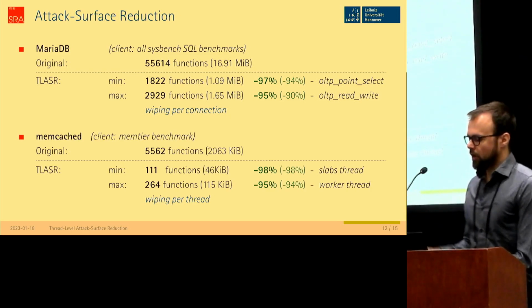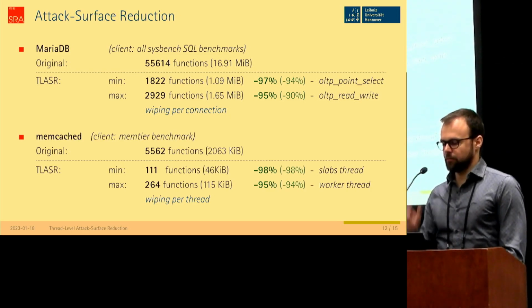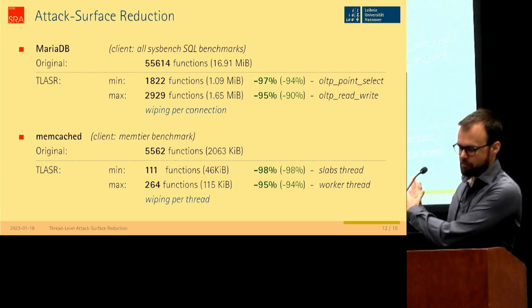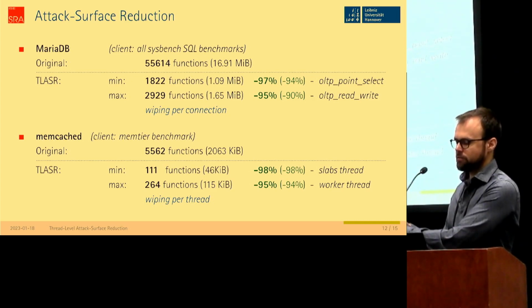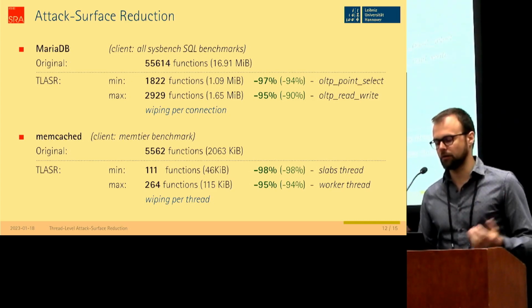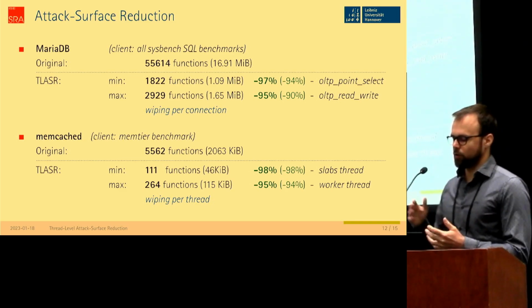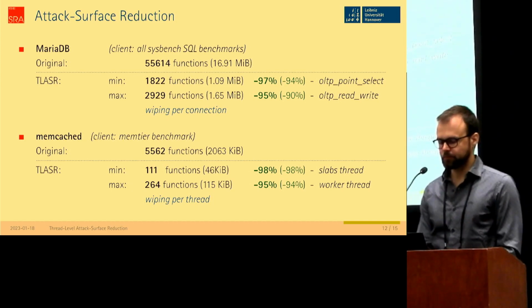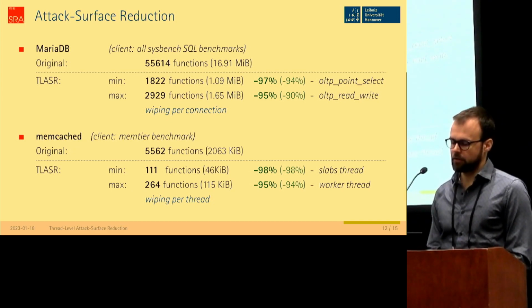But also for smaller applications like Memcached, an in-memory database or in-memory cache, we see similar numbers. Here we have a different thread model, so no per-connection threads, but a thread pool, so a fixed number of worker threads. And so we wipe once per thread instead of once per connection for Memcached. But yeah, the numbers are similar.